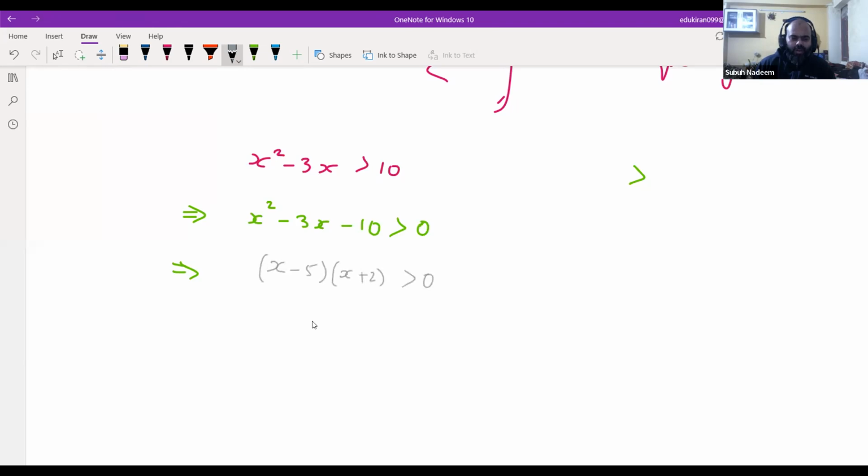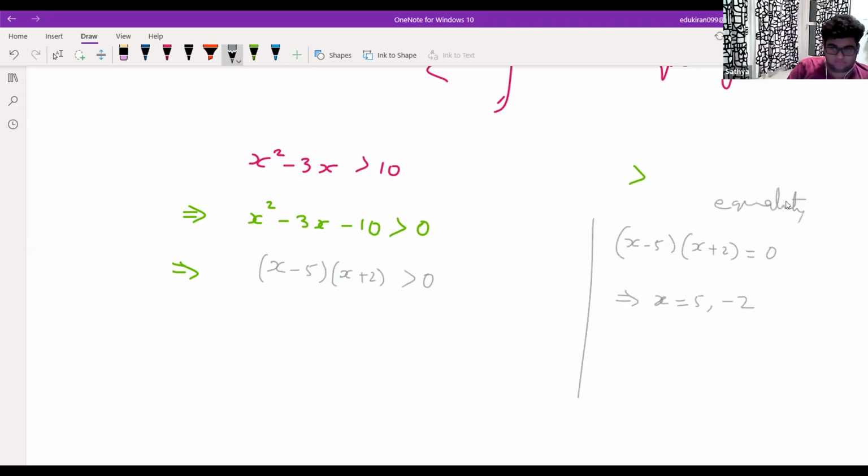Now here comes the role of inequality. So you can't say x is equal to 5 or x is equal to minus 2 as the answer. If it was equal, suppose it was equal, then you would have said that x is equal to 5 and x is equal to minus 2 are the two answers of this equality. This is not an equality, this is an inequality.